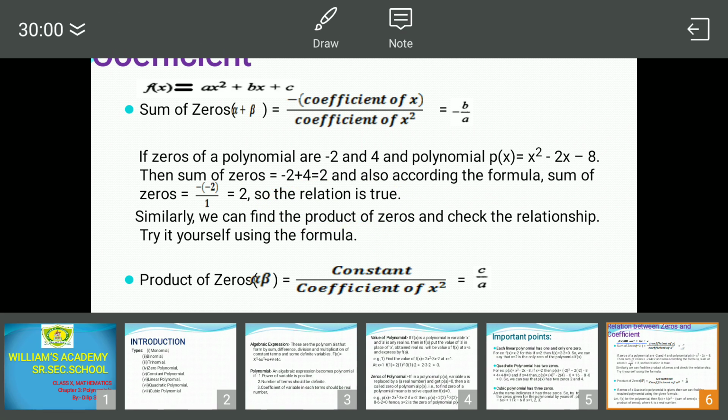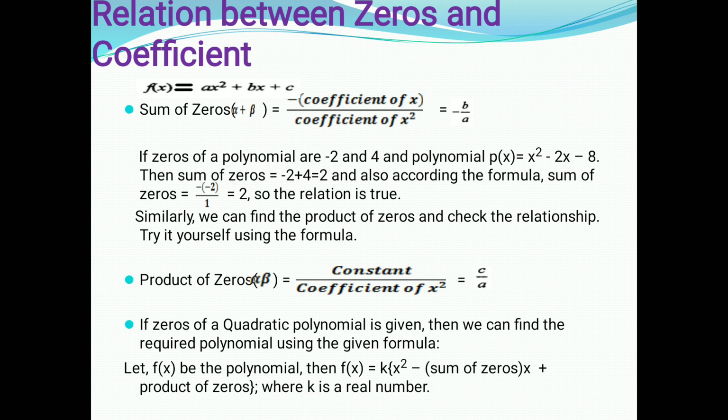Clear? Now let's move on to the next, that is the product of zeros, meaning alpha times beta. So constant term upon coefficient of x², that gives the product of the zeros of the polynomial. Clear? Just like what I did here, you can follow the same procedure and write down the values of c and a. First of all, you have to directly multiply alpha and beta, that is minus 2 and 4, and then put the values over here and check if you are getting the same answer. If you are getting the same answer, then you can say that the relation is true.